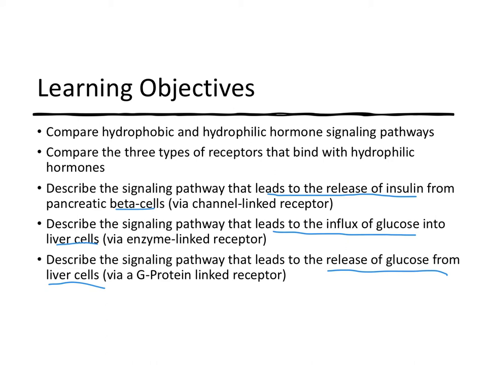And this will get us into the three different kinds of receptors. The first pathway will use a channel-linked receptor. It's one of the three. The second pathway uses an enzyme-linked receptor. And the third pathway uses a G-protein-linked receptor. That's why we're doing this. So we're going to tie it all into how hormones regulate blood glucose levels.